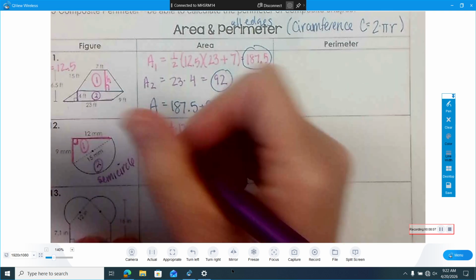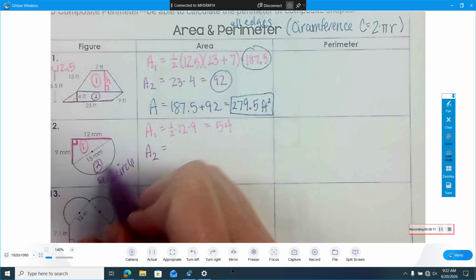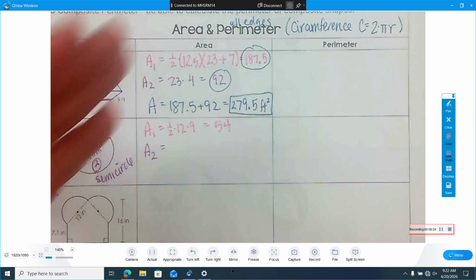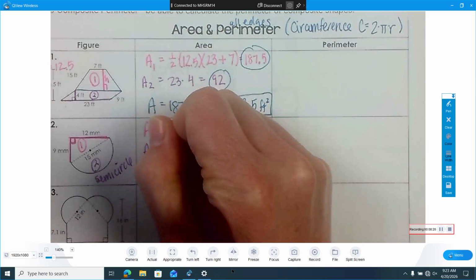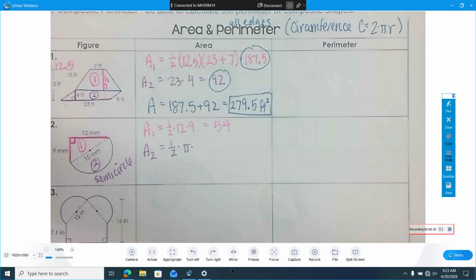All right, and then I have area 2. Our second area is this semicircle. What's the formula for the area of a whole circle? Pi radius squared, good. But we don't have a whole circle. We only have half of it. So we're just going to pop a 1/2 in front. 1/2 times pi times radius squared.